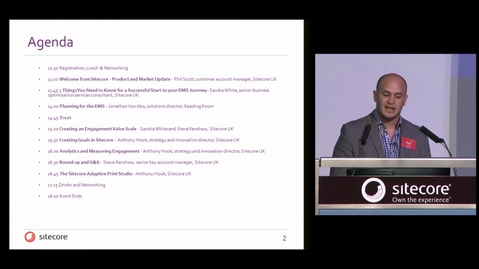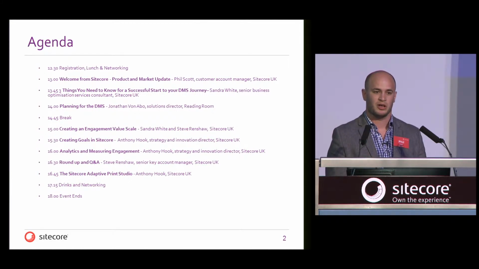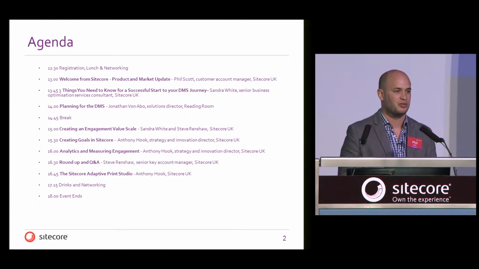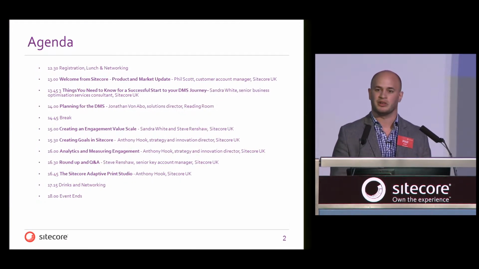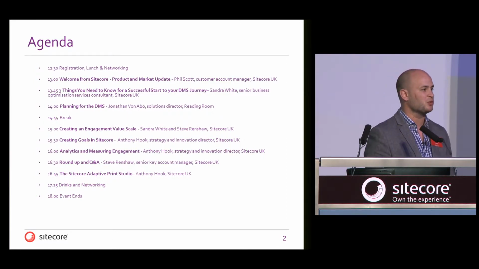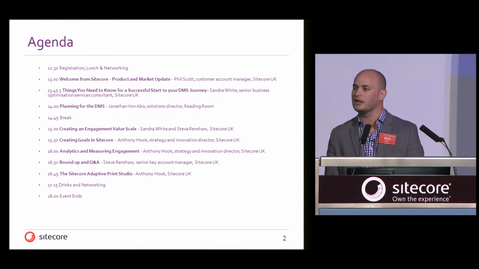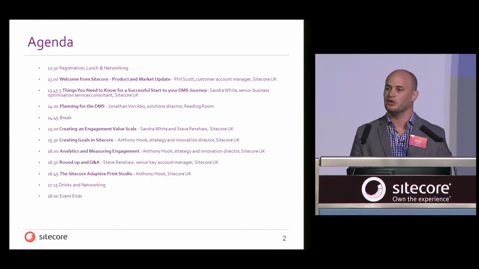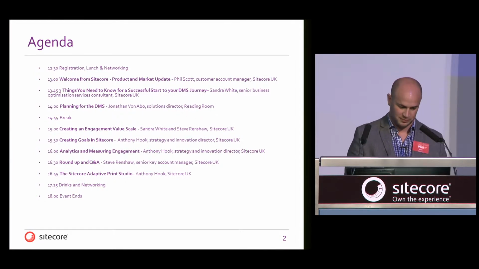We're going to look at the engagement value scale and creating goals within Sitecore, something that we've talked a lot around theory before, but this is really the fundamental starting piece for your DMS projects. So we're going to look at how we actually set up an engagement value scale, what that means to us as organizations, and how we apply goals to that and start to track our users and the value that they might bring to us.